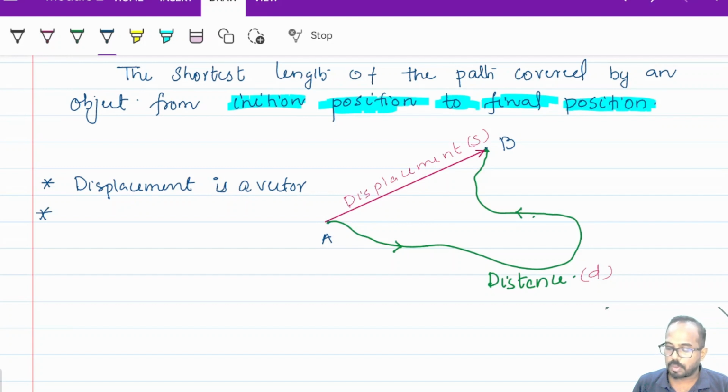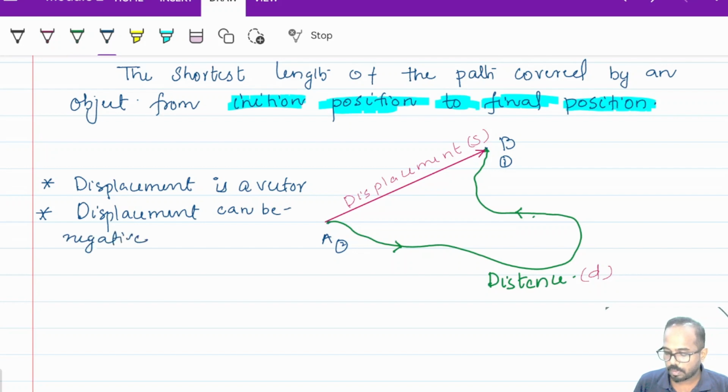Suppose from A to B, it is moving in a straight line only. Then distance and displacement are equal, right? If you change the direction, if this was the initial position and this was the final position, you need to draw the arrow in the opposite direction. So it can be negative also, right? So 2 points you can write: displacement can be negative or positive.